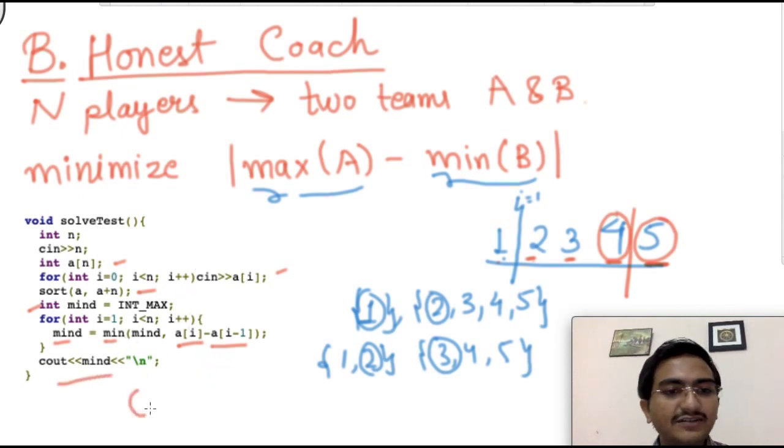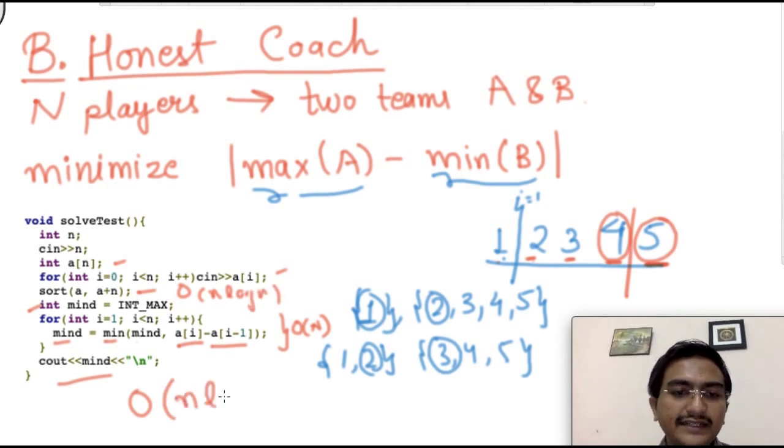So basically the complexity of this is nothing but O of n, right? Not O of n actually, because this takes O of n, but sorting takes O of n log n, right? So basically our complexity is O of n log n.